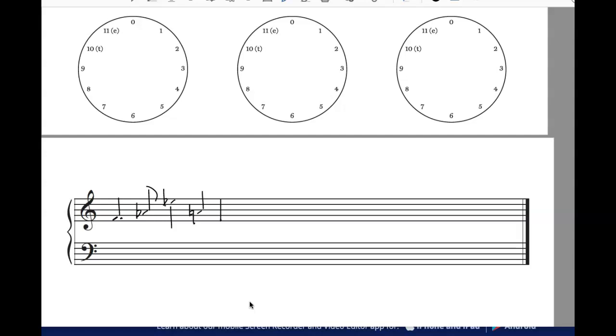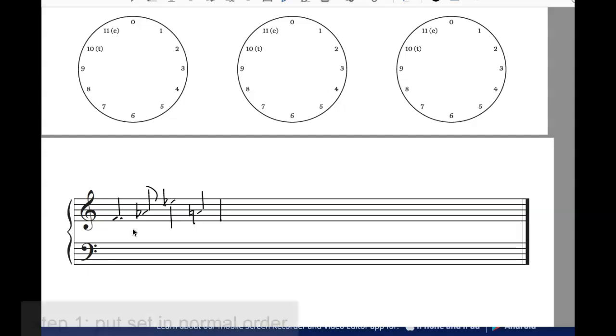Hello everybody. In this video, I'm going to show you how to find the prime form of a set. There are a few steps to this process, so we'll take it one at a time. Imagine we are presented with this set in a piece of music, and we want to find the prime form of this.